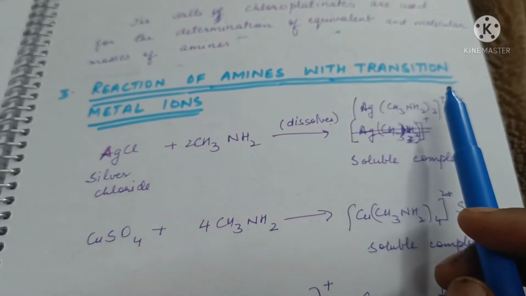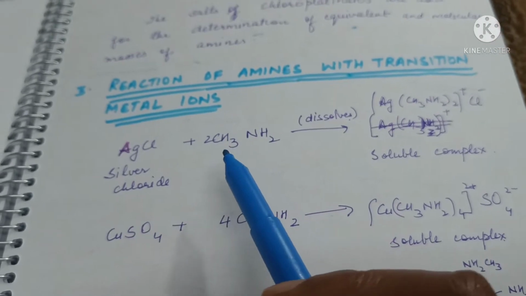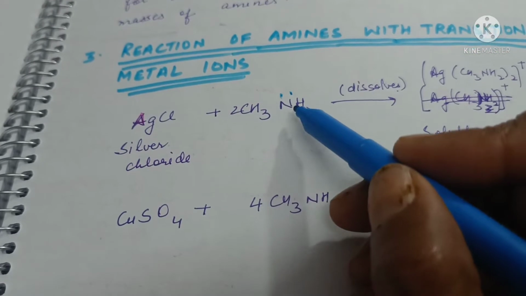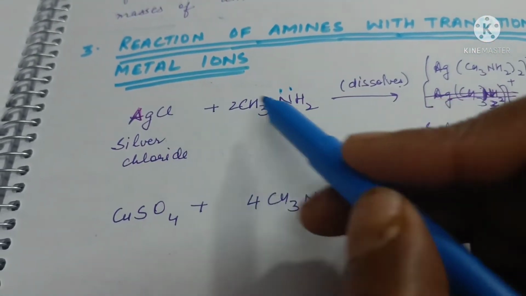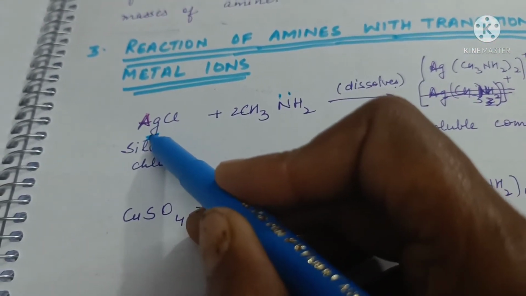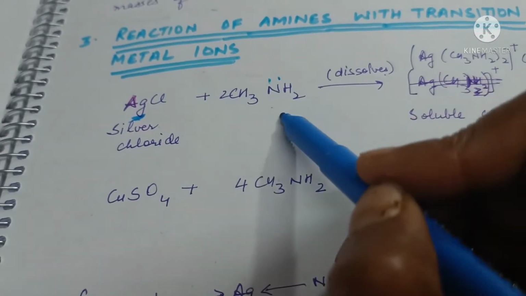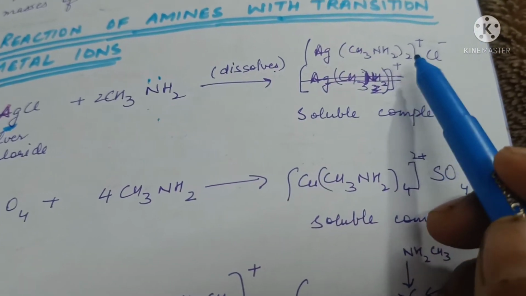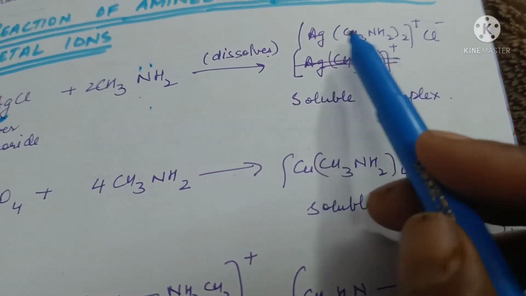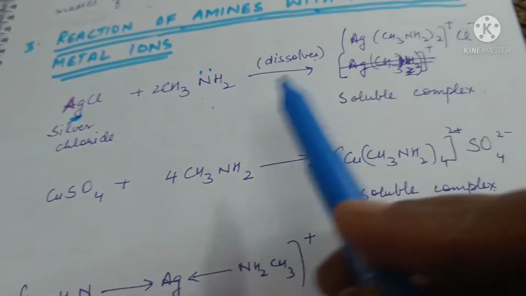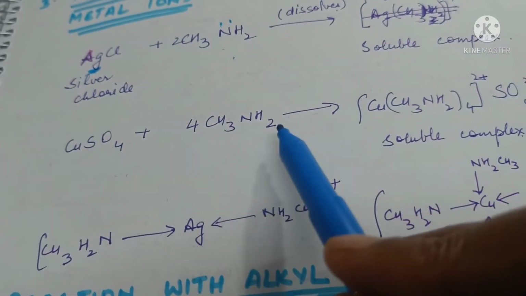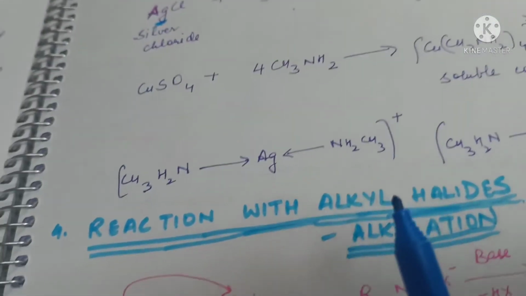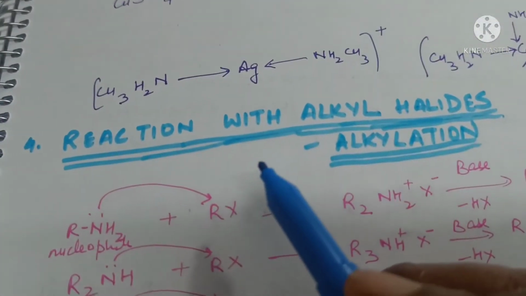Reaction of amines with transition metal ions. So amines, because they have a lone pair of electrons on nitrogen atom, can donate their electrons to the d-block metal ions and form a coordinate bond. So they form a complex. For example, with silver they will form dimethylamine silver chloride. With copper sulfate they will form tetramethylamine copper sulfate. These are coordination complexes.